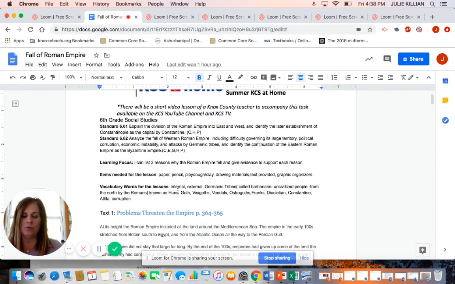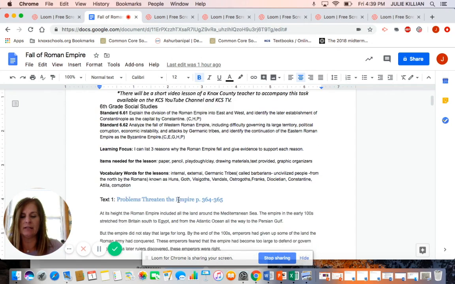So we have internal, external, Germanic tribes, and they were sometimes called barbarians or uncivilized people. They came from the north, and that's how the Romans identified them. They are also known as the Huns, the Goths, the Visigoths, the Vandals, the Ostrogoths, the Franks, and then Diocletian and Constantine were 2 Roman emperors that we'll be focused on, Attila, and then the corruption.